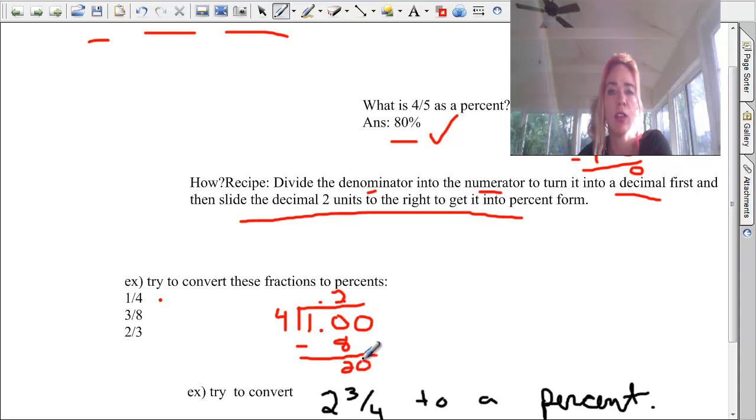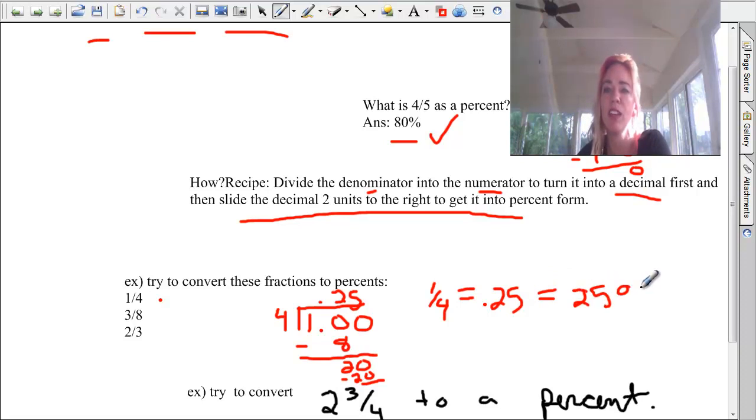What's called a trailing 0. 4 into 20 goes 5. 5 times 4 makes 20. Draw the line and subtract. So now we're seeing that 1/4, that's a common one that most people already know. 1/4 is 0.25, and now we know, slide the decimal 2 to the right, and voila, you've got 25%.